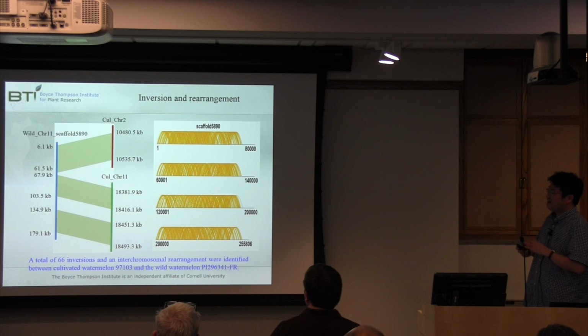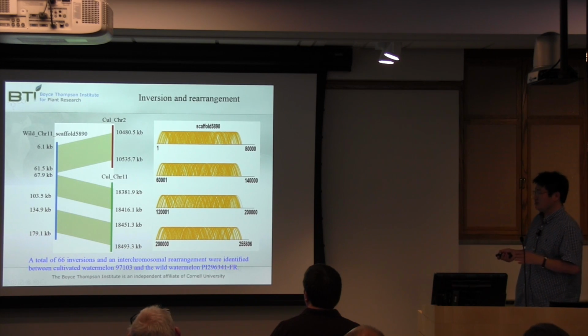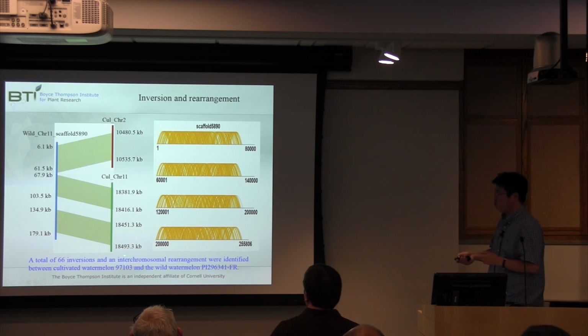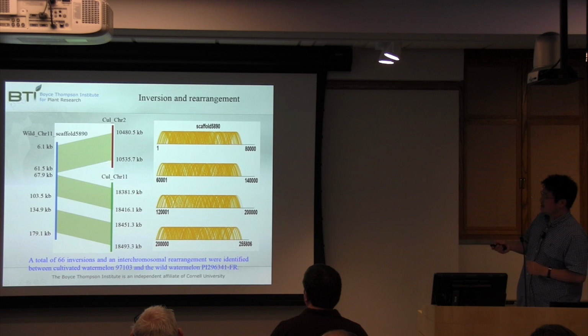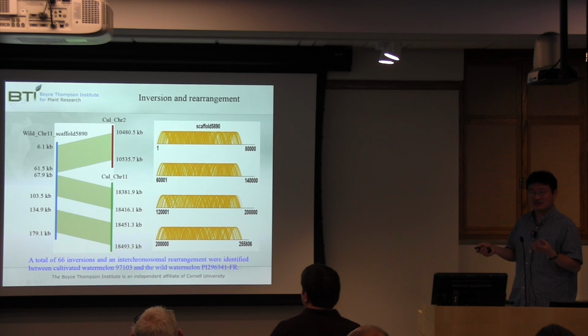We also identified inversions. We identified 6 inversions. And interestingly, we identified one interchromosomal rearrangement event. You can see this is in cultivated watermelon, and this is the wild watermelon. So in the cultivated watermelon, this part of chromosome 11 in the wild was rearranged into chromosome 2 in the cultivated species.